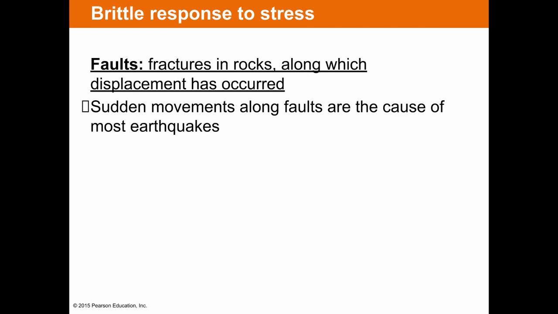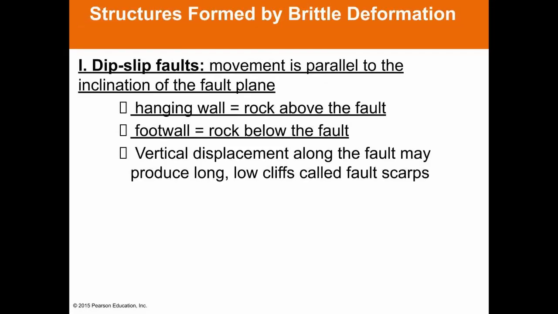The more common known brittle deformation is the fault, which is a fracture in the rocks that occurs along with the displacement of the rock. Sudden movements along faults are in fact the cause of most earthquakes, as we talked about in the previous chapter. Within faults, there are many different varieties. The first one we'll talk about is the dip-slip fault, or movement that is parallel to the inclination of the fault plane. Within a fault of some sort, you need to have some terminology.